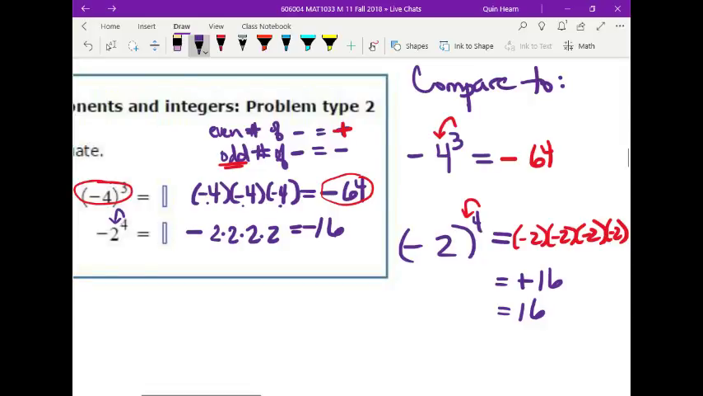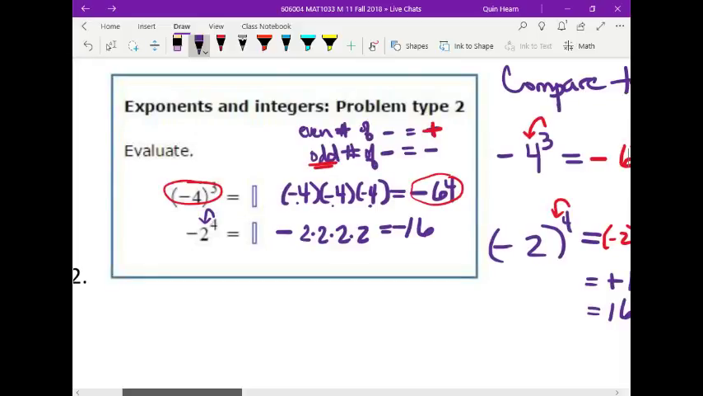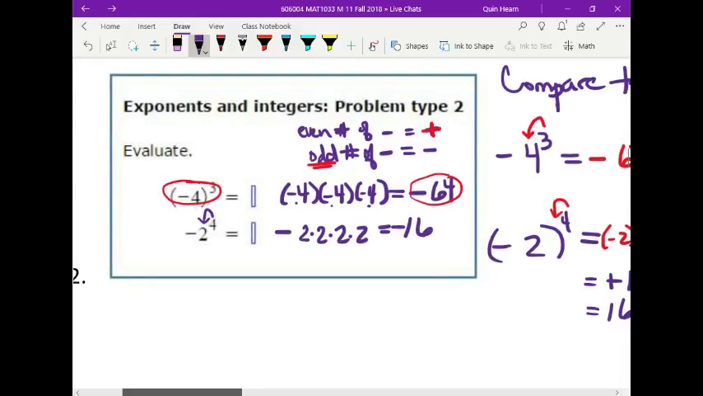So you really have to watch out for those even powers, because it can change a negative number to a positive if the negative is in parentheses. But if it's not, it's going to just leave it alone.